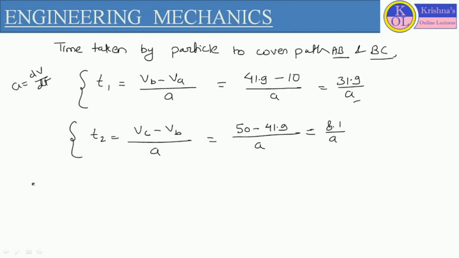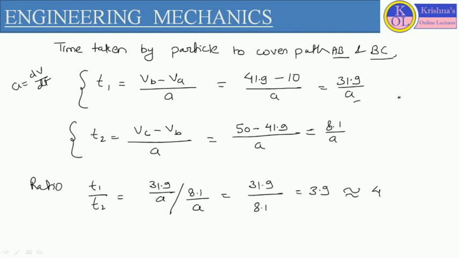Now we can define the ratio. The ratio T1 by T2 will be 31.9 by A divided by 8.1 by A. So the final value will be 3.9. So the ratio we can consider is approximately equal to 4. So the ratio value we will consider is 4. So this is the answer.